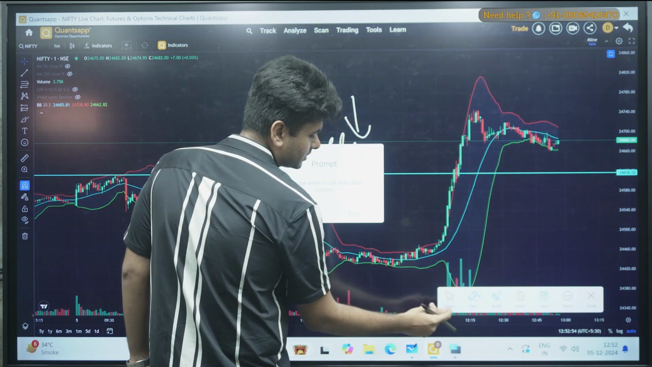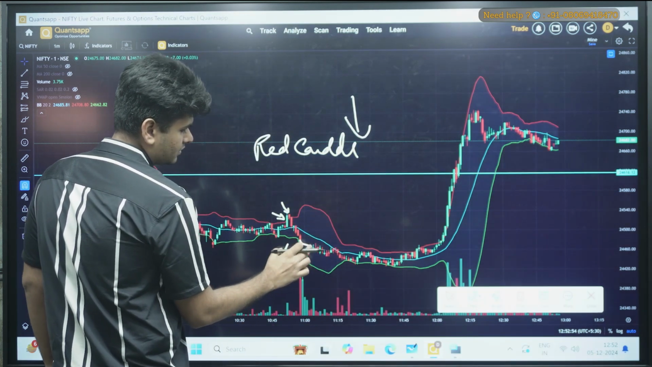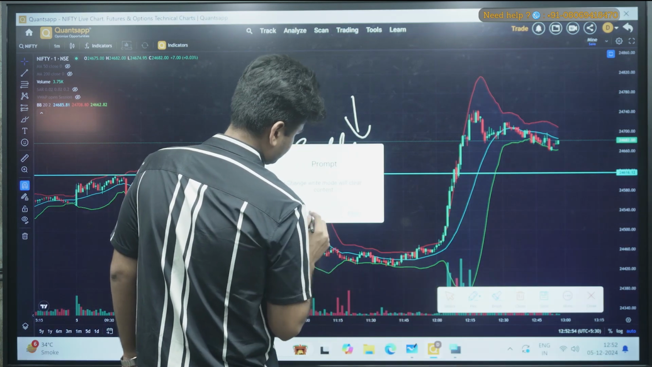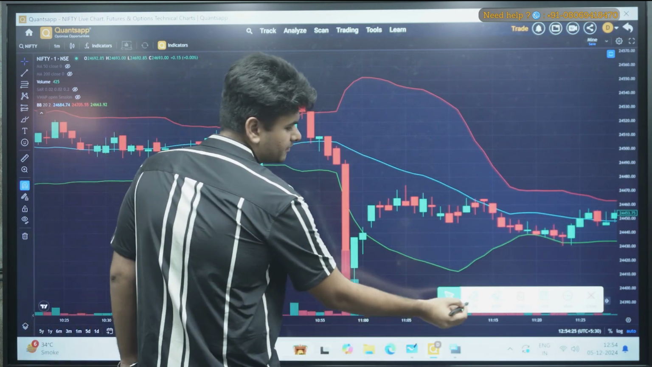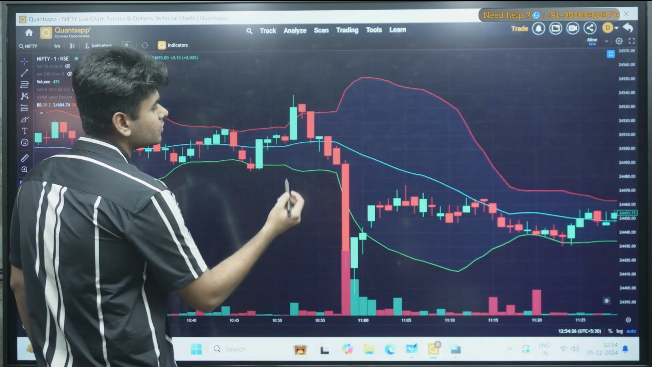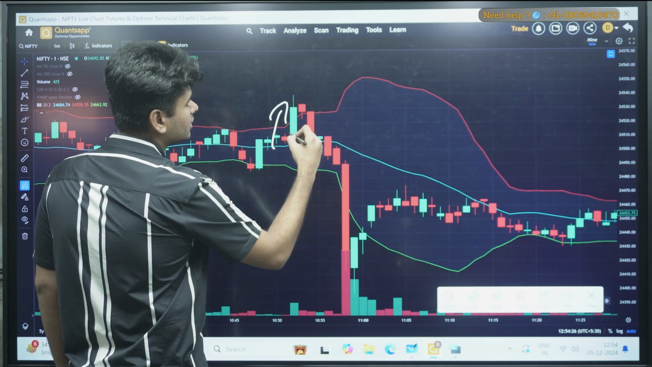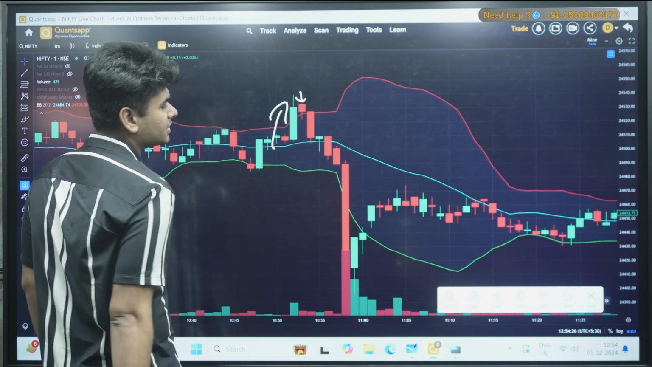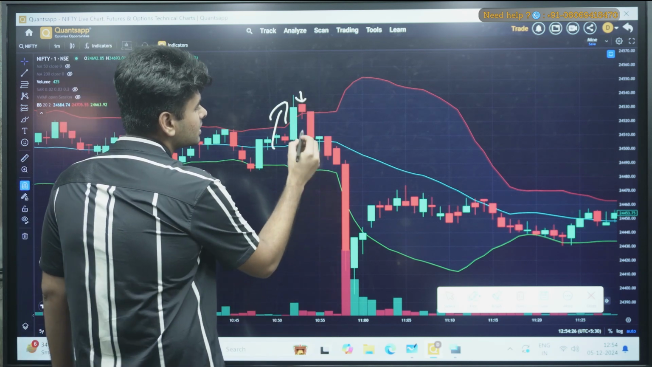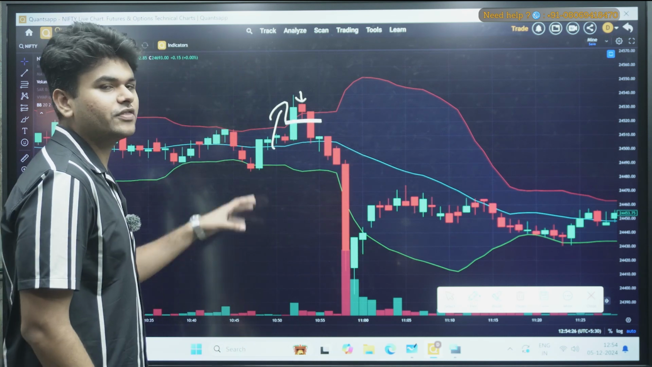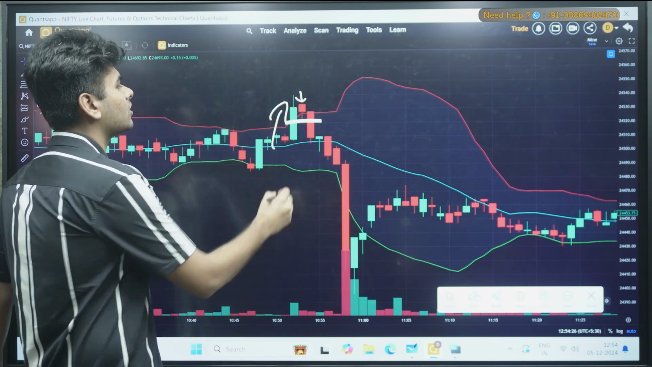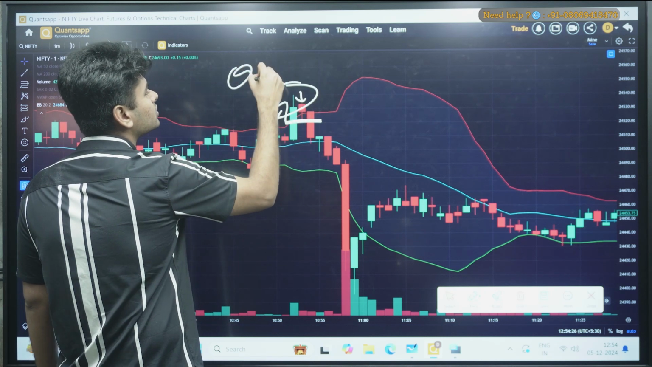I'll just zoom in here, so you can have a clear picture. So you can see that it has broken out here and then we are seeing the prices retracing. So this low will be your indication for your entry point, on the basis that here we are having an overbought zone. This is the overbought zone.